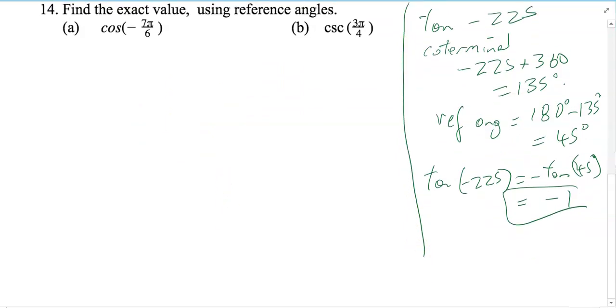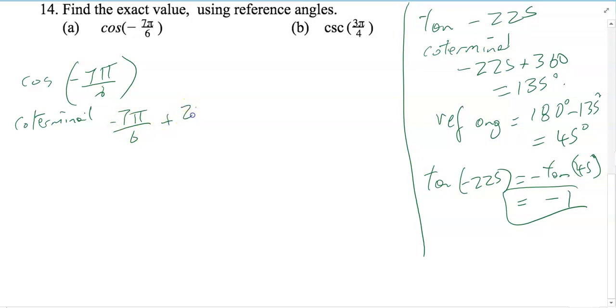The cosine of negative 7 pi over 6. We want to find the positive coterminal. So the coterminal would be negative 7 pi over 6, plus 2 pi. And 2 pi we can write as 12 pi over 6. So that would be 5 pi over 6. All right.